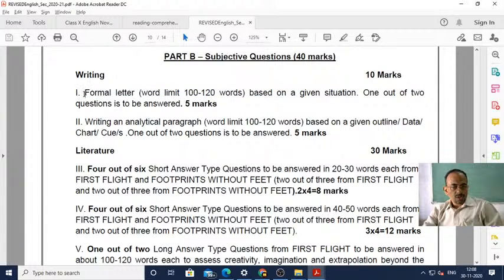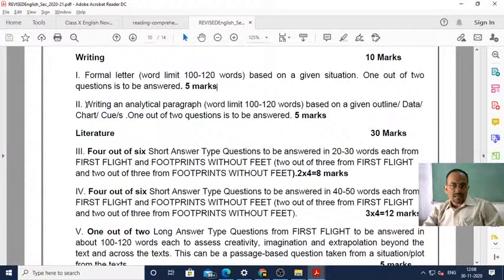So you shall get a formal letter like this time you got in your PT2. Likewise you will get one formal letter which will consist of 5 marks, and your word limit is 100 to 120 words. Okay, next you shall have a paragraph.